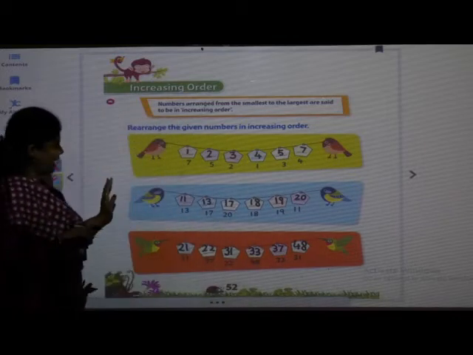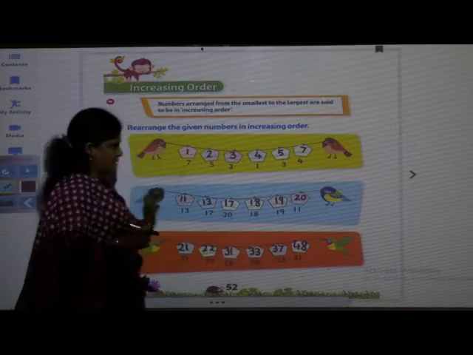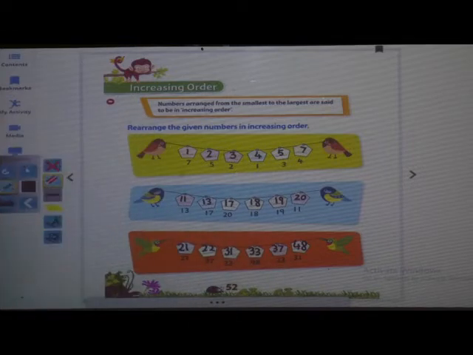So what we have to do? We have to arrange the numbers from smallest to biggest. I will wait for a minute and then we will see page number 53.